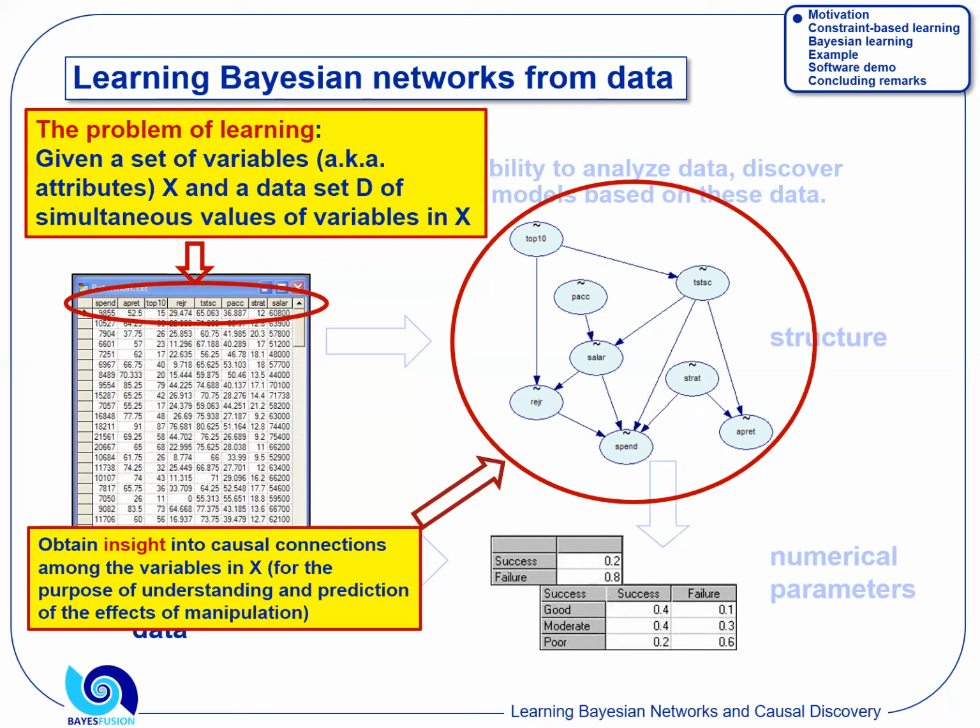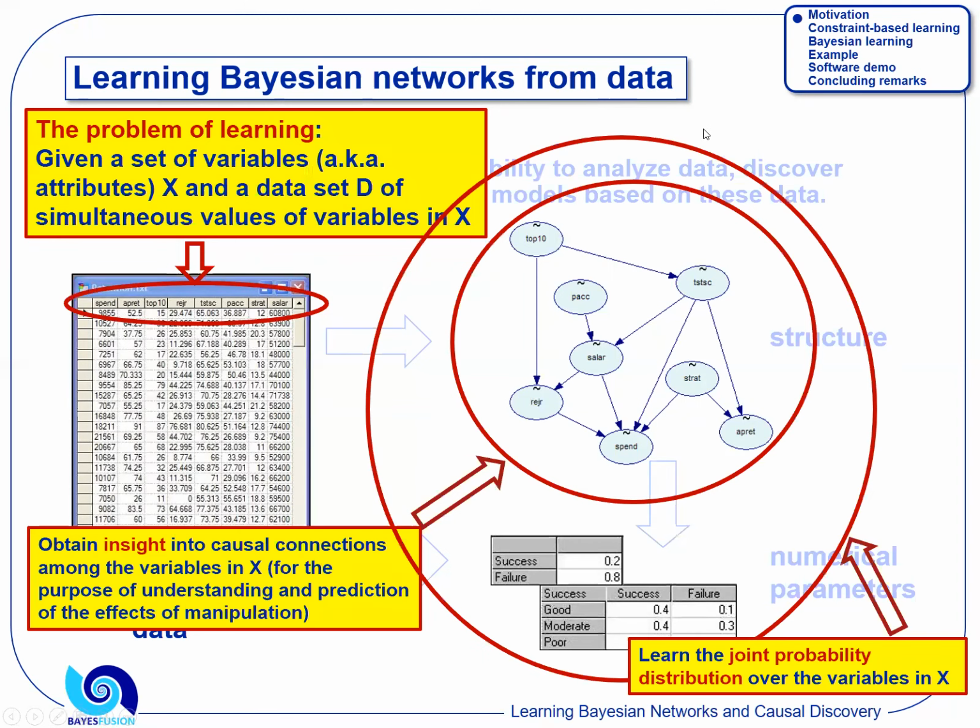And you can use that structure, in addition to understanding, also for prediction of the effects of manipulation. And as a side effect, actually, maybe one could view it as the main goal, learn the joint probability distribution over variables in this set X. With the joint distribution, you can build systems that you can embed into some kind of decision support systems and use it further to do useful things.